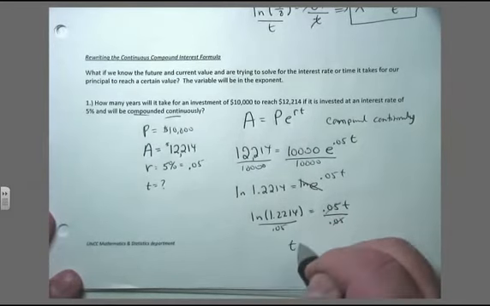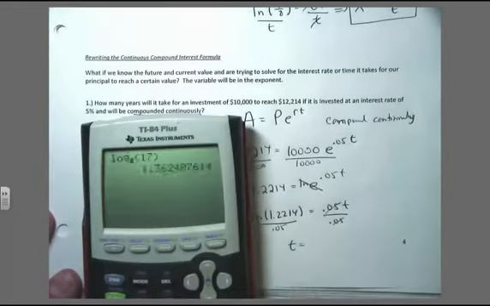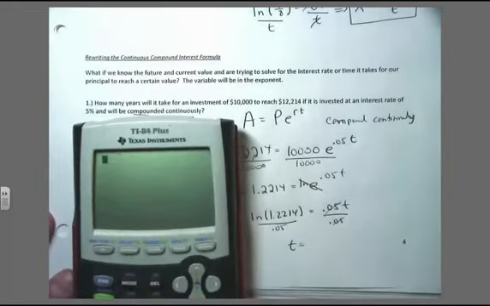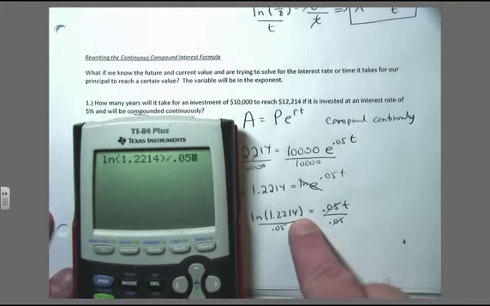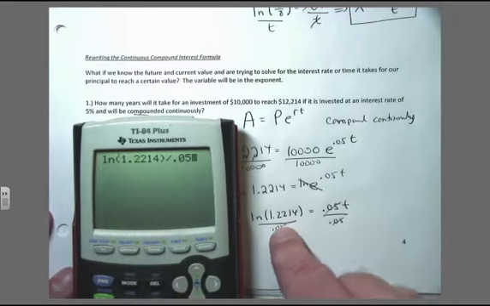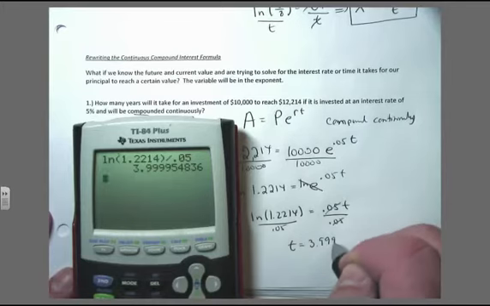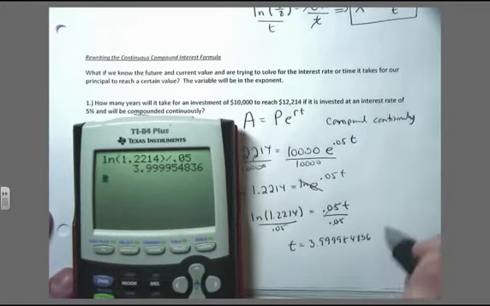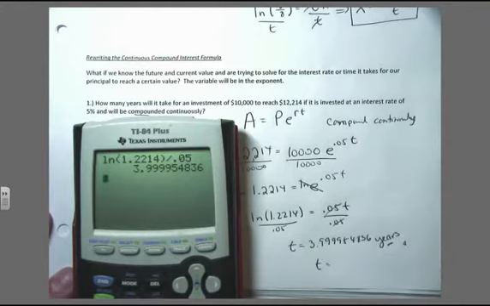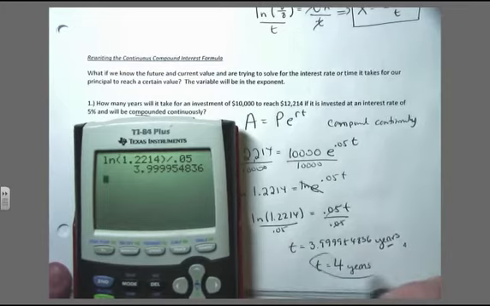This cancels, and that leaves you with t equals, and I'm going to type it on my calculator, natural log of 1.2214, close parentheses, divided by 0.05. Don't forget to close the parentheses on your log, because the 0.05 is divided by, not inside the log. How long will it take? 3.999954836. What is time measured in when you invest? Years. So pretty much, because of rounding error, how long will it take? 4 years. And that would be the multiple choice answer you would see.